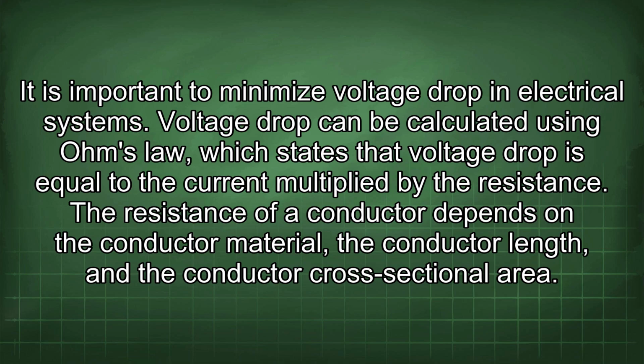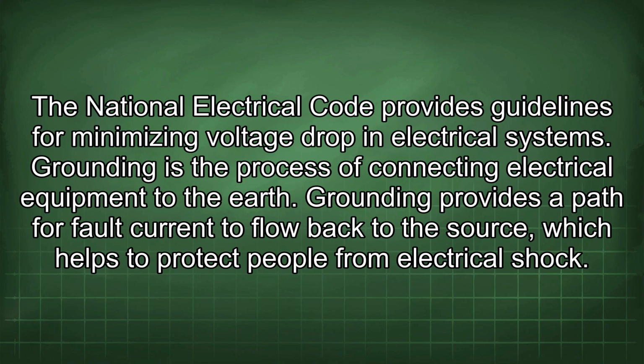Voltage drop can be calculated using Ohm's law, which states that voltage drop is equal to the current multiplied by the resistance. The resistance of a conductor depends on the conductor material, the conductor length, and the conductor cross-sectional area. The National Electrical Code provides guidelines for minimizing voltage drop in electrical systems.